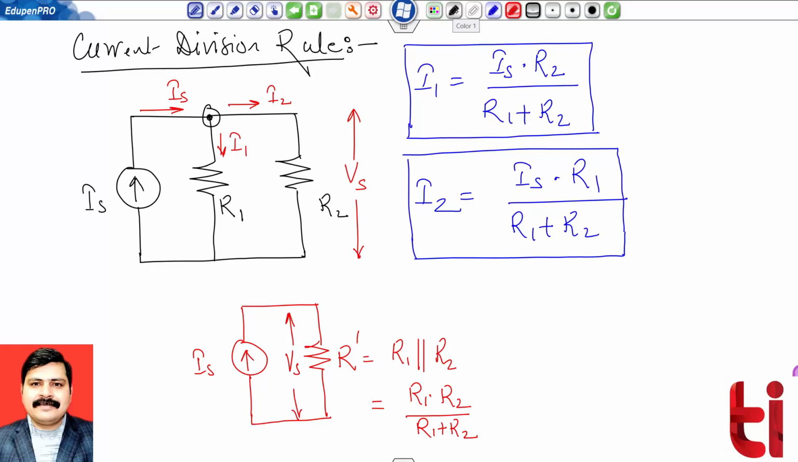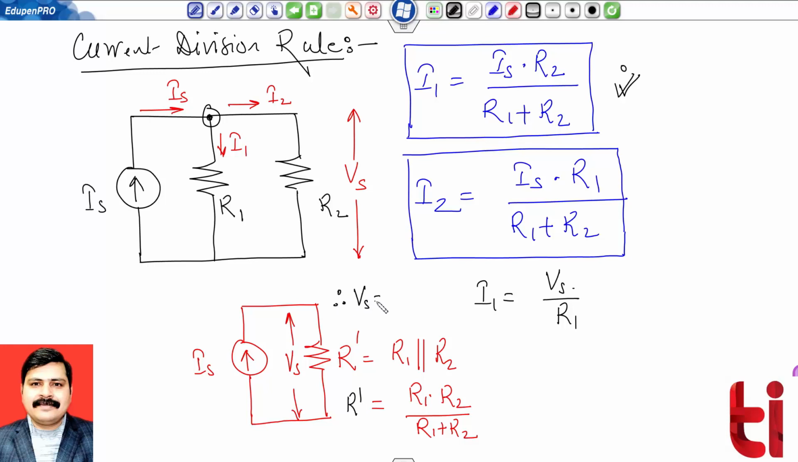So let me see. Suppose we want to find the proof of this I1. I am interested to find this current. So I have calculated the voltage. That means current flowing through resistance R1 is nothing but voltage divided by resistance of this. So I'm writing in this way, current I1 will be equal to Vs divided by the resistance R1. Now put the value of Vs. So from this relation, this is my value of R dash.